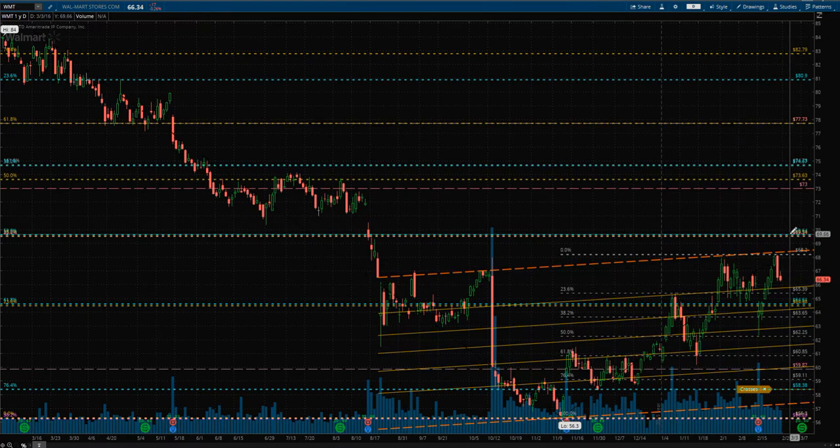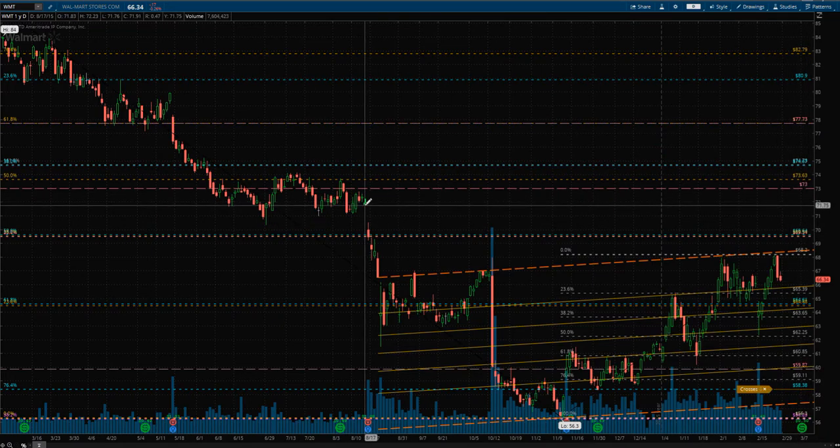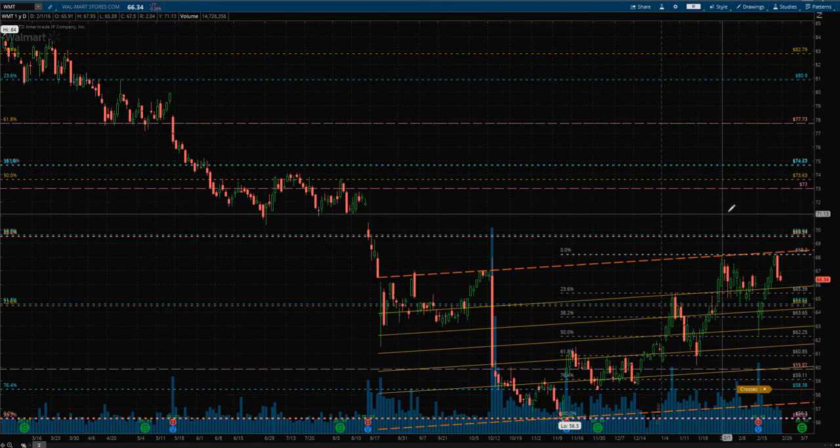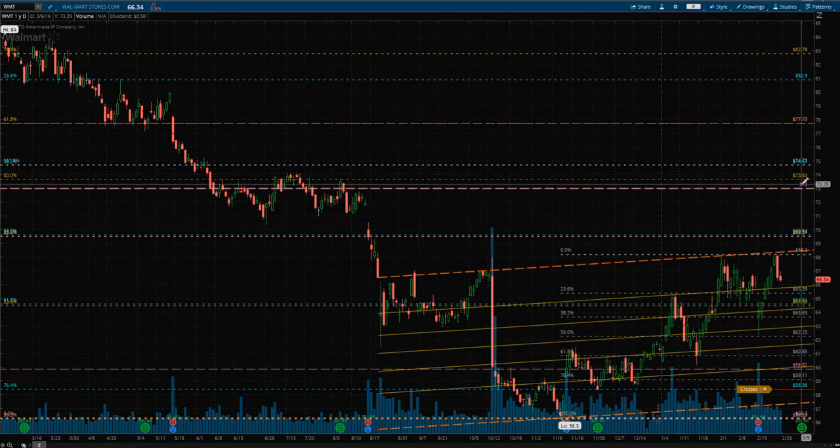I still like it to come up and test into the 69.5 range, if not higher, to test this gap fill into the 72s, and then possibly up here into this fib set at 73 to 74, where volume also picks up.